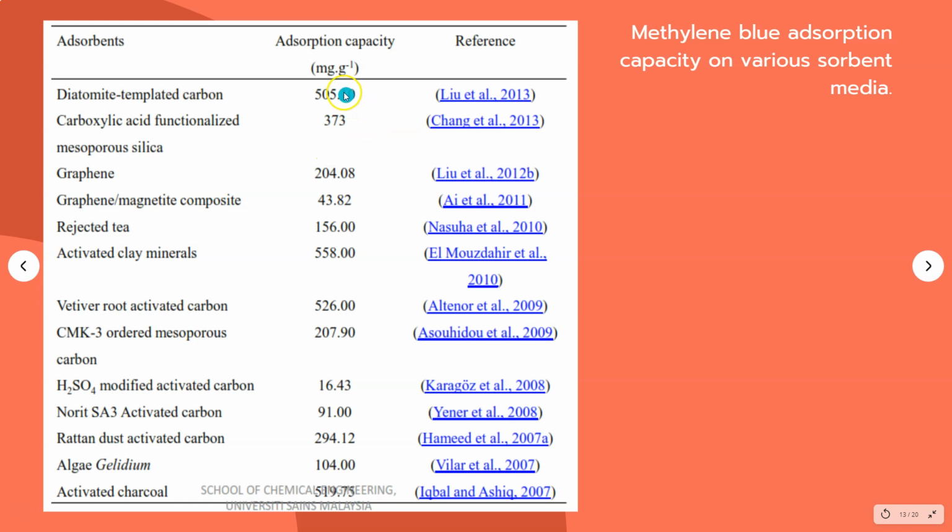So as you can see, there is a variety of adsorption capacity, right? Ranging from 500 milligram per gram until around 16.4 milligram per gram. So this is not the updated one. This research is just until 2013. So maybe in 2020 they already found another adsorbent that could have a higher capacity of adsorption for this methylene blue.